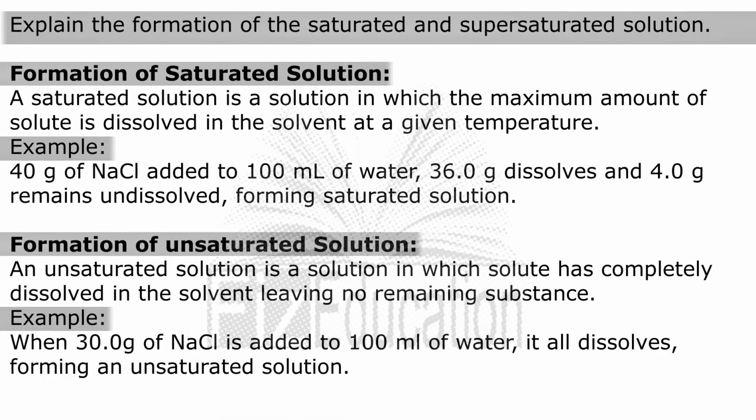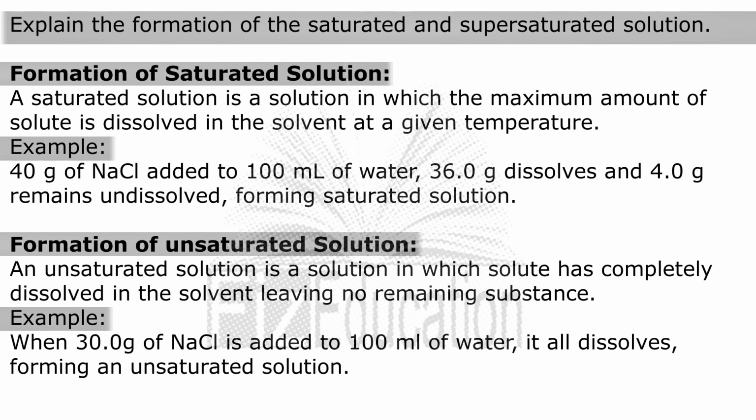Explain the formation of the saturated and supersaturated solution. Formation of saturated solution: a saturated solution is a solution in which the maximum amount of solute is dissolved in the solvent at a given temperature. Example: 40 gram of NaCl added to 100 ml of water, 36.0 gram dissolves and 4.0 gram remains undissolved, forming saturated solution.